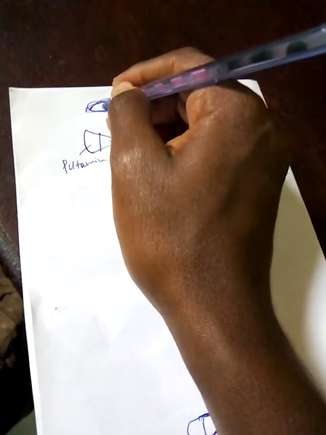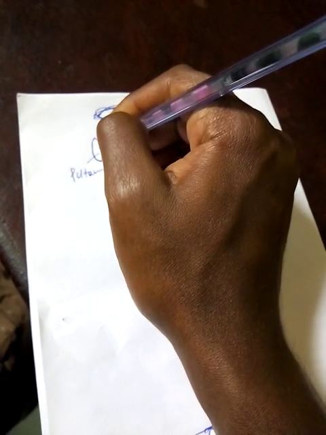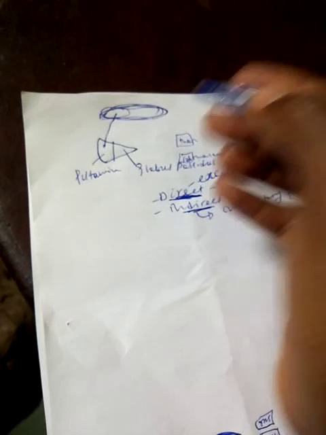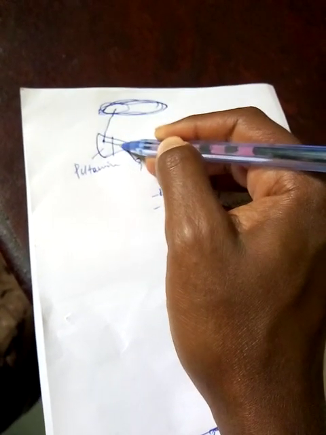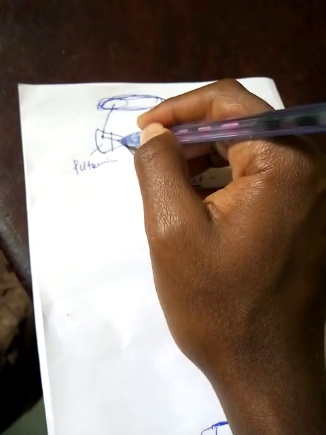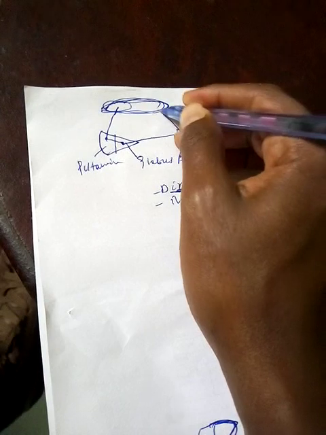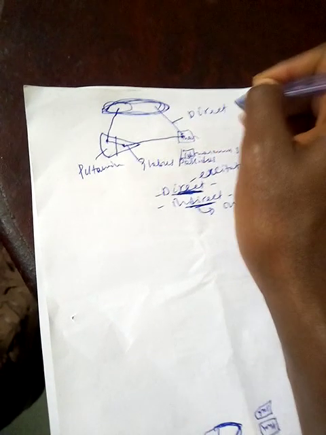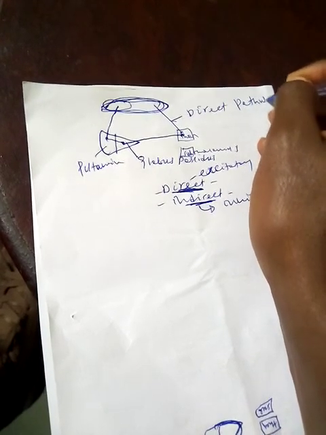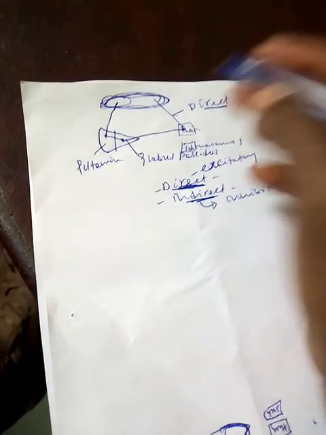First, the impulse will come from the brain to the putamen, then from the putamen to the globus pallidus, from the globus pallidus to the thalamus, then from the thalamus to the brain. This pathway is the direct pathway. After this, the action will be done through the corticospinal tract, which passes through the internal capsule.